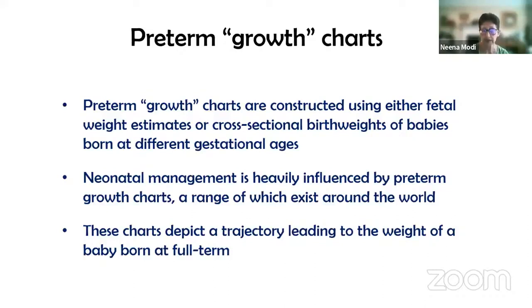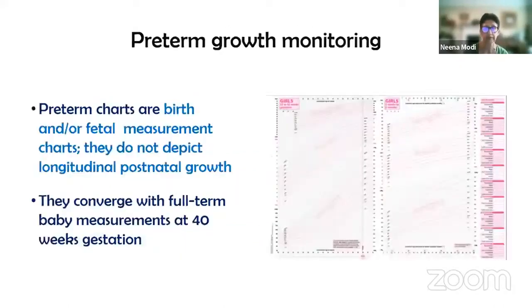And of course, despite this, neonatal management is very heavily influenced by preterm so-called growth charts. And as our chair has said, a range of these exist around the world. Now, these charts inevitably depict a trajectory leading to the weight of a baby born at full term. By the way, I'm going to focus on weight. Because time is tight, I'm not going to talk about length and head circumference. So preterm charts are birth or fetal measurement charts. They don't depict longitudinal postnatal growth, and they converge, as you can see in this UK WHO preterm chart, with full-term baby measurements at 40 weeks post-menstrual age.